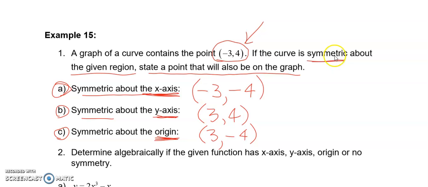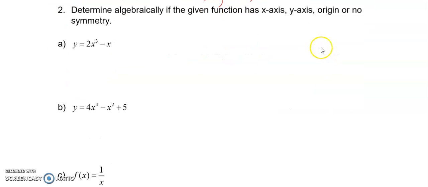All right, now let's look at example number 2. And this is where we have to perform those 3 tests that we were looking at. You have to perform them one at a time. This says determine algebraically if the given function has x-axis or y-axis or origin symmetry, one of those 3 types, or maybe it has no symmetry at all with regards to either of those 3 things. So here's where we have to perform the 3 tests.